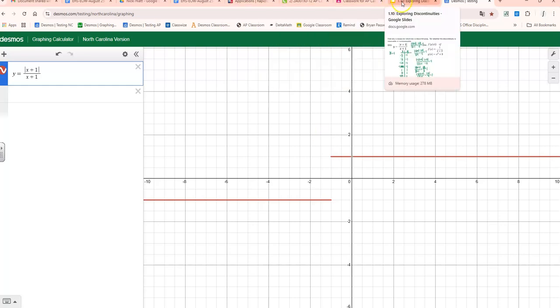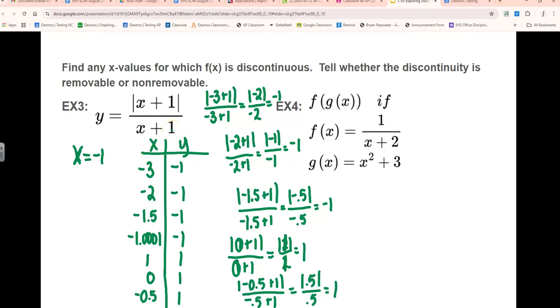So if they're asking you for removable or non-removable, well, it's non-removable, but specifically it is a jump, not a vertical asymptote. So at x equals -1, we have a non-removable, which is a jump here and not a vertical asymptote.